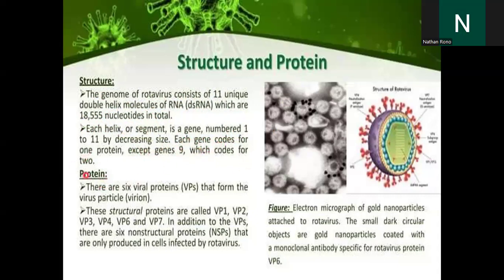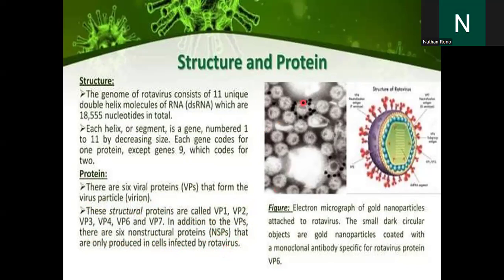What's important to know is there are 6 viral proteins that form the virus or the virion. These structural proteins are called VP1, VP2, VP3, VP4, VP6, and VP7. Okay. In addition to the VPs, there are 6 non-structural proteins, NSPs, that are only produced in cells infected by rotaviruses.